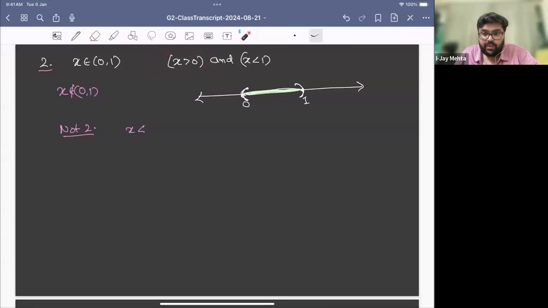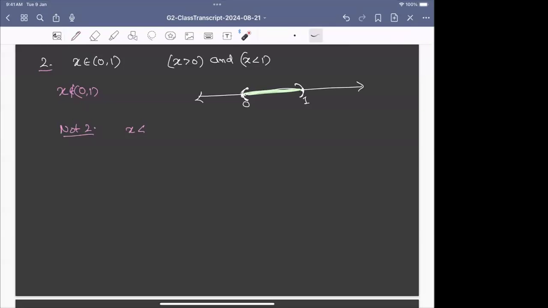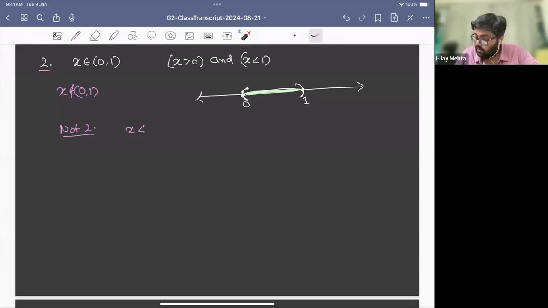And what will be in between? Advait? So I said that x will either be less than or equal to 0 or greater than or equal to 1. Yes, or this is also not true. So if the first one is not true, then we have x is less than or equal to 0, or x is greater than or equal to 1. So either x can be here, or it can be on this side. It can be 0 also, and it can be 1 also.